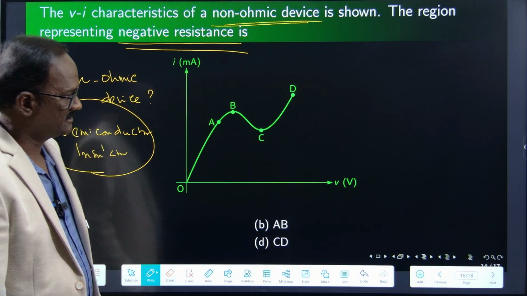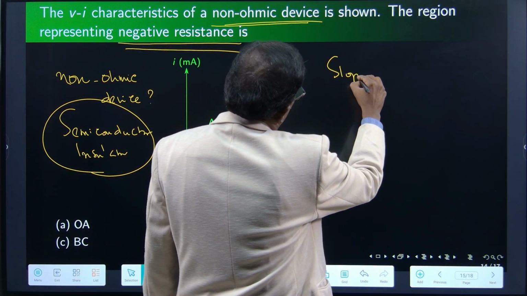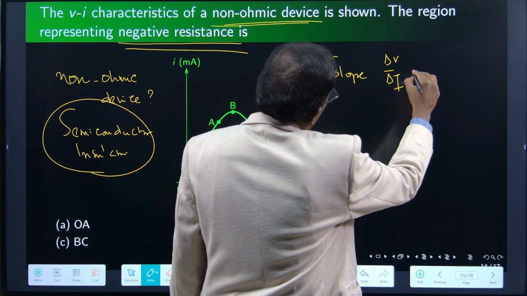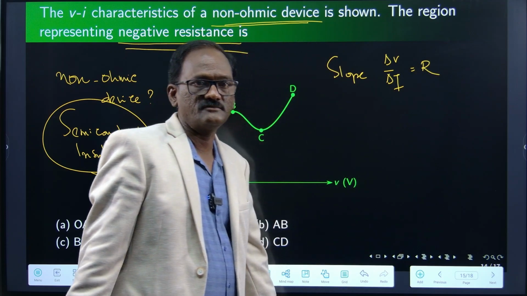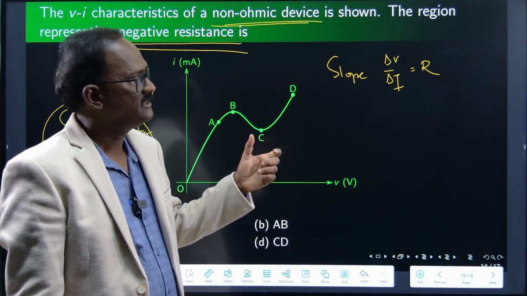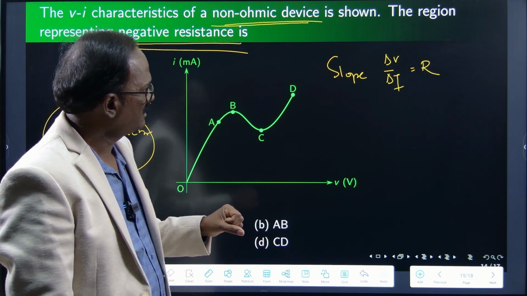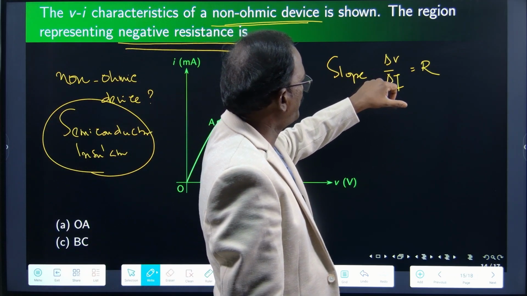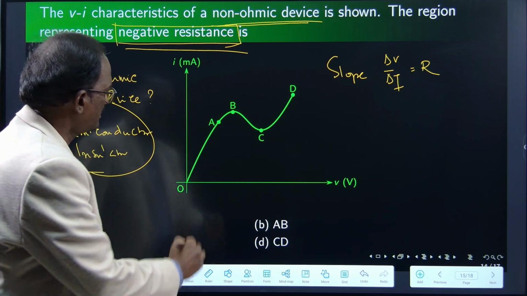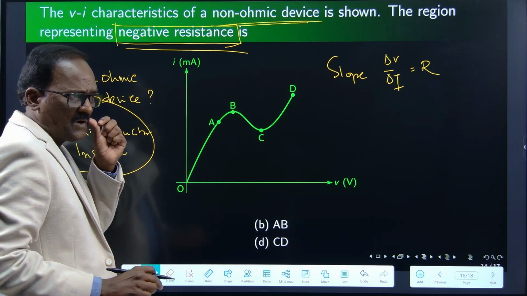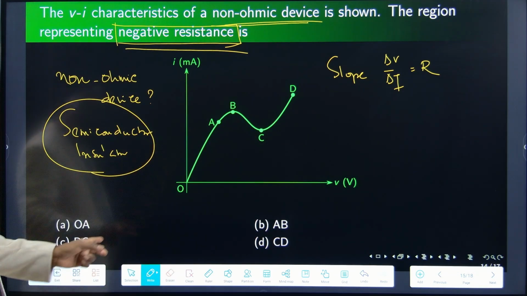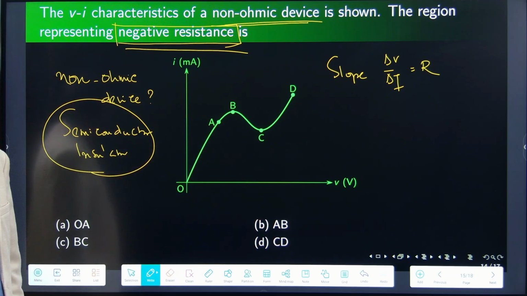The negative resistance region. We know the slope is equal to V by I or delta V by delta I. This is equal to R. How much change in voltage makes how much change in current. This ratio is R, right? So for positive R, both should be positive. But the question is negative resistance, right? So in this graph, let me separate the segments: O to A, A to B, B to C, C to D. So 4 regions they have asked.